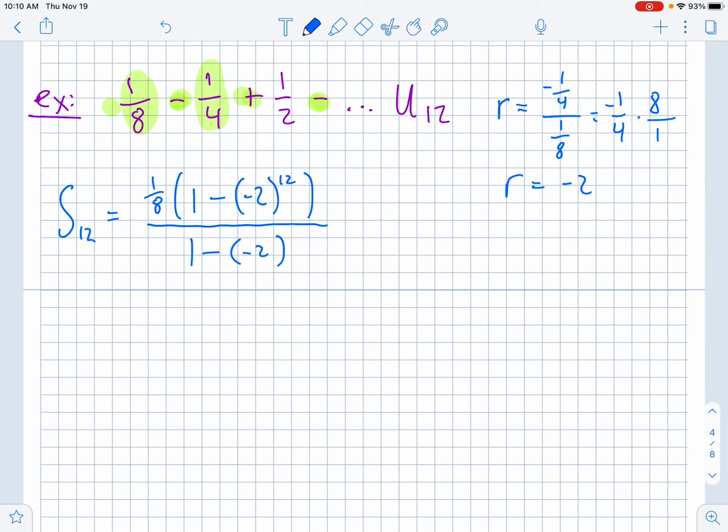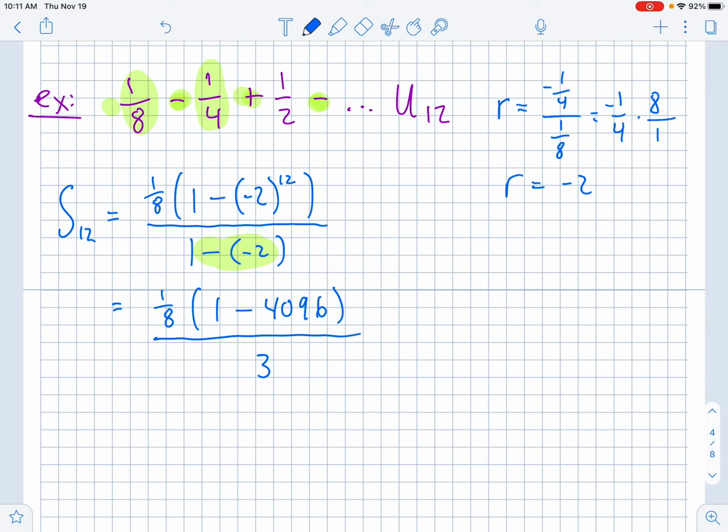What do we want to do first? I want to know what 2 to the 12th is. I mean, it's -2 to the 12th, but because it's an even power, it'll just be a positive number. So this equals 1/8, 1 minus 4096. And then down here, a minus -2 is a positive 2, so this is all over 3. So far, so good. Yeah, looks good to me.